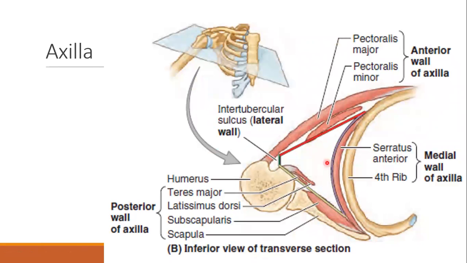So you have your medial wall, which includes your serratus anterior, your ribs and the intercostal muscles. You have your anterior wall, which includes your pec major, your pec minor, and fascia. You have your posterior wall, which includes your subscapularis, your scapula, your teres major, and your latissimus dorsi. And then you have this intertubercular sulcus of your humerus, which is the lateral wall. So this is your axillary borders.